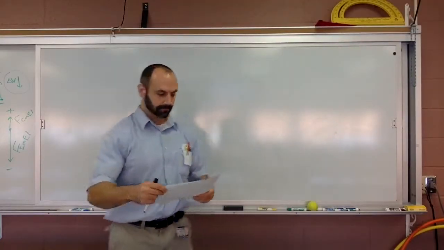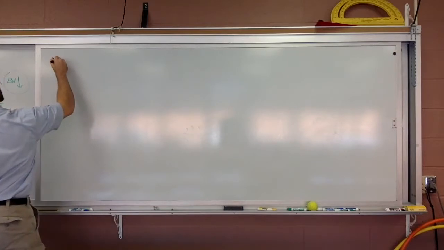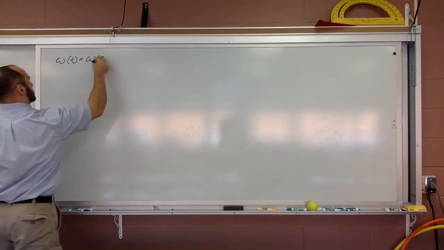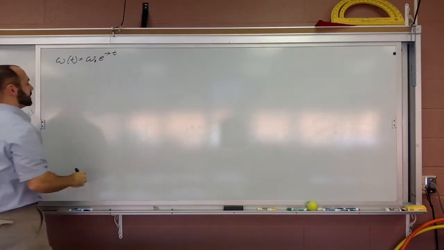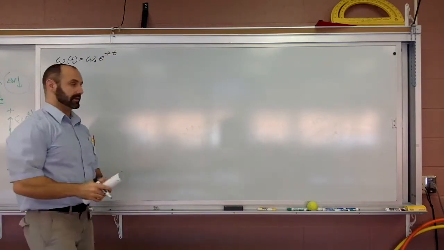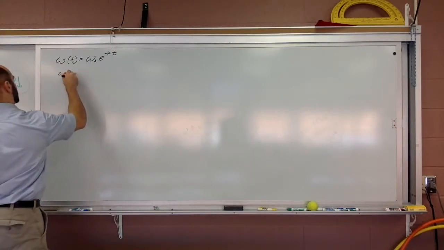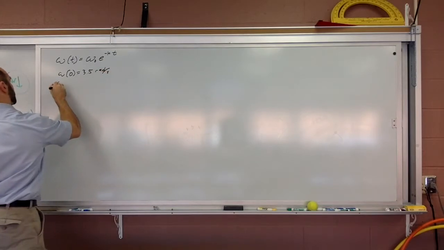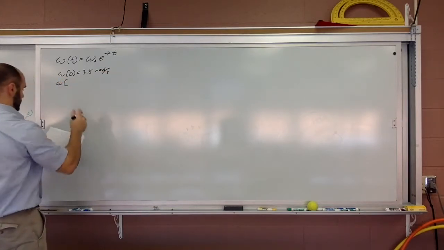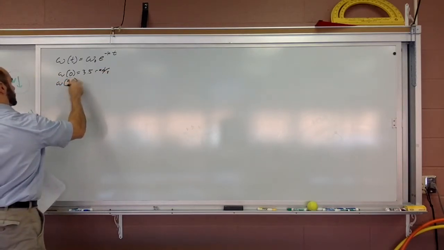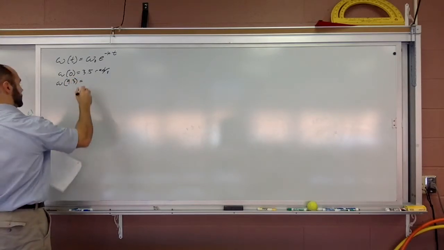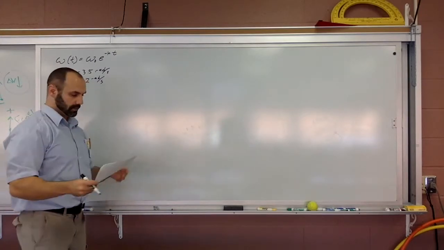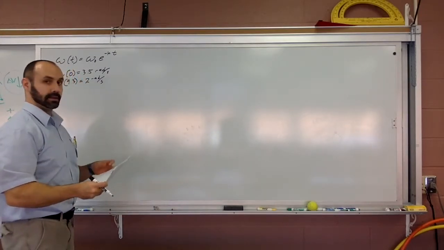In example 1, we are given that omega as a function of time is omega naught e to the negative kt. And then we're given the angular velocity at a couple of spots. That omega at 0 is 3.5 radians per second, and omega at time 9.3 seconds is 2 radians per second. Okay. And now the first thing we need to find is omega naught and k.